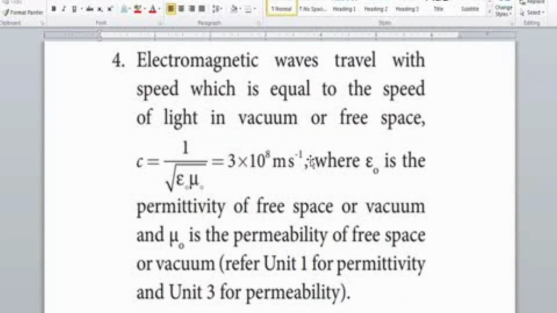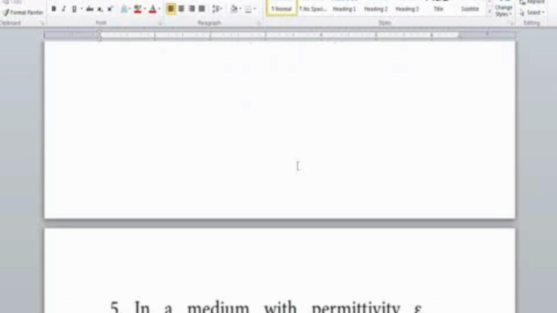Now, electromagnetic waves travel with the velocity of light, that is c equals 1 by root of mu naught epsilon naught, where mu naught and epsilon naught are the permeability and permittivity of free space. We will see that later in the first and third lessons. The value of the velocity of light c is 3 into 10 to the power of 8 meters per second. So that is a property of the wave.